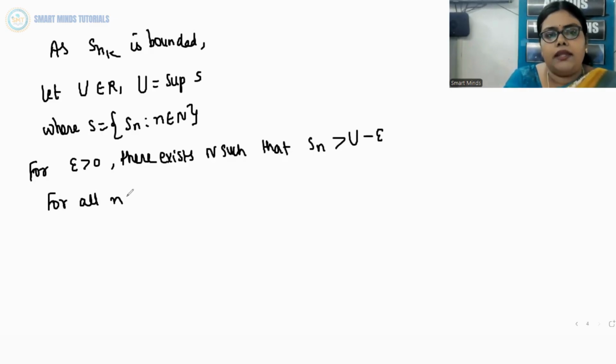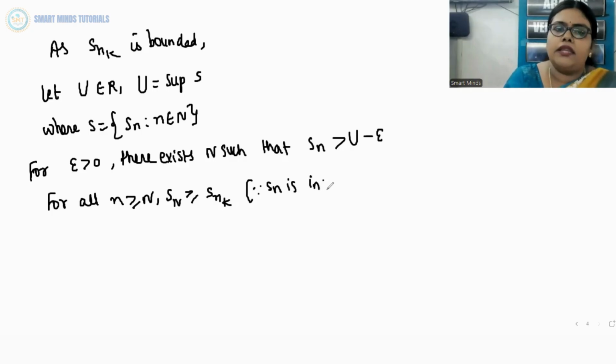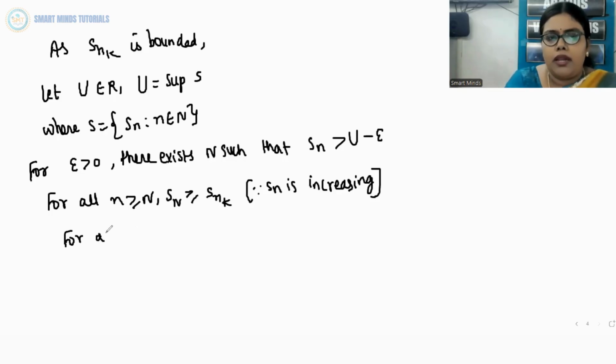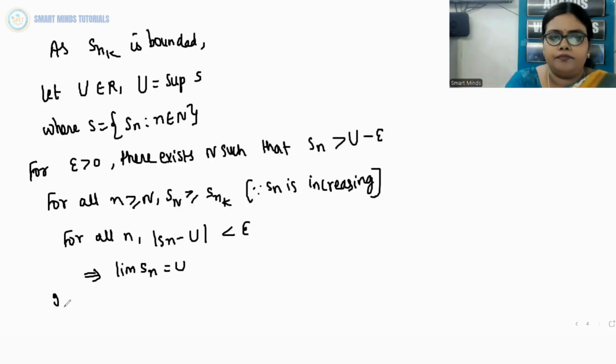Now for all n greater than or equal to N, Sn greater than or equal to SN. Why? Since Sn is increasing. When it is increasing, we put greater than or equal to symbol. Now for all n, mod Sn minus u is less than epsilon and limit Sn is equal to u, which implies limit Sn is equal to u.